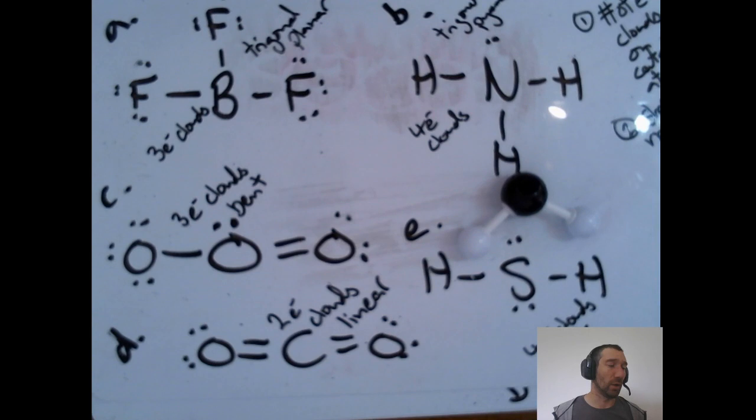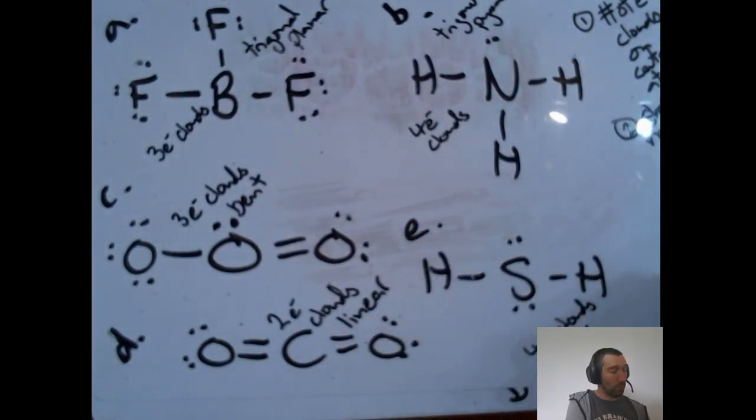Step 1, count the total number of electron clouds. And then think about which ones are bonds and which ones are lone pairs. You only see bonds in the final structure. SH2, Daniel? Yep.